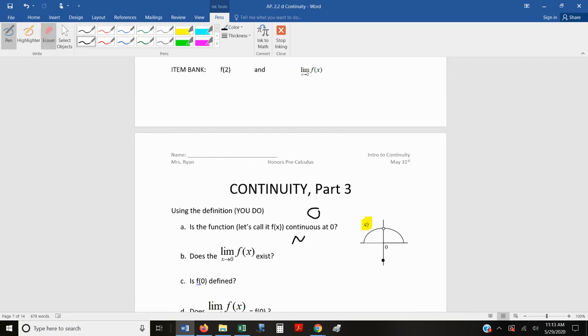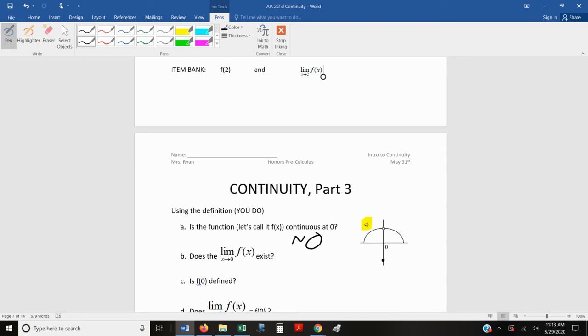lifting up your pen. Sorry, this is a fail right here. Okay. You're lifting up your pen at 0. You also have a discontinuity at 0. It's a removable discontinuity at 0. For all of those reasons, there's not continuity at 0.